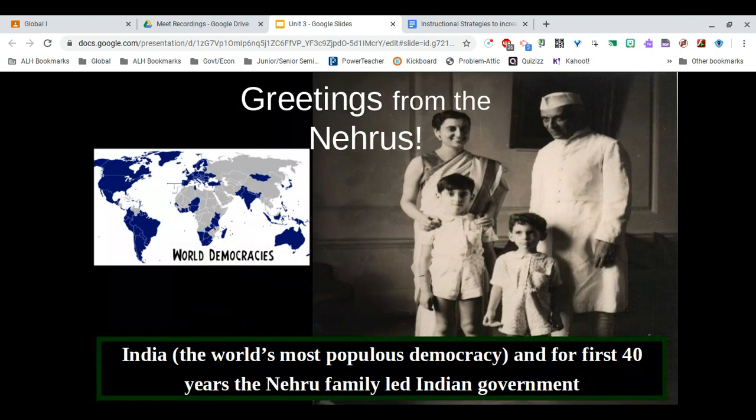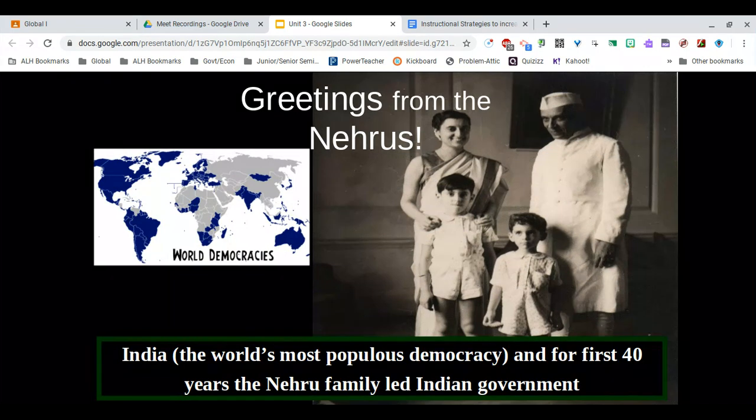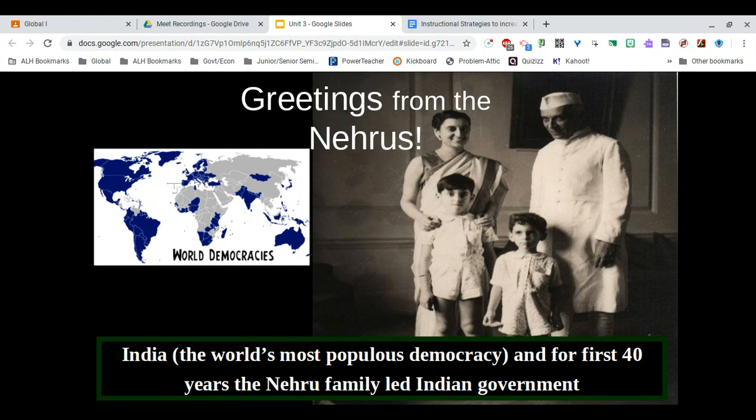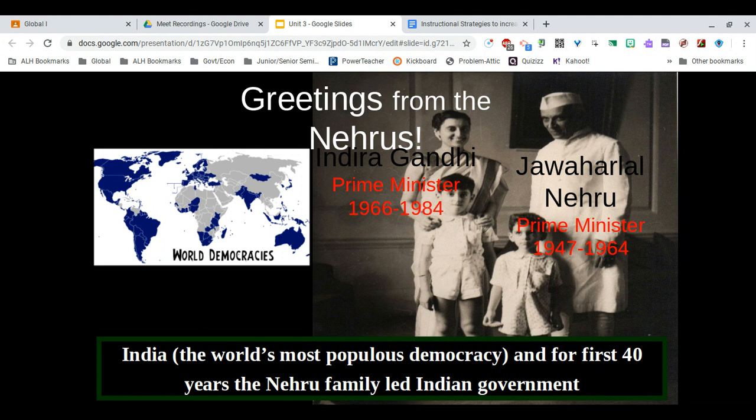In India, which is the world's most populous democracy, for the first 40 years, the Nehru family led the Indian government. So it's going to be led by the person who succeeded Gandhi. So we have Jawaharlal Nehru, who was the prime minister from 1947 to 64. You have his wife, Indira Gandhi, from 66 to 1984. And then you have Rajiv Gandhi, prime minister, from 1984 to 1989.